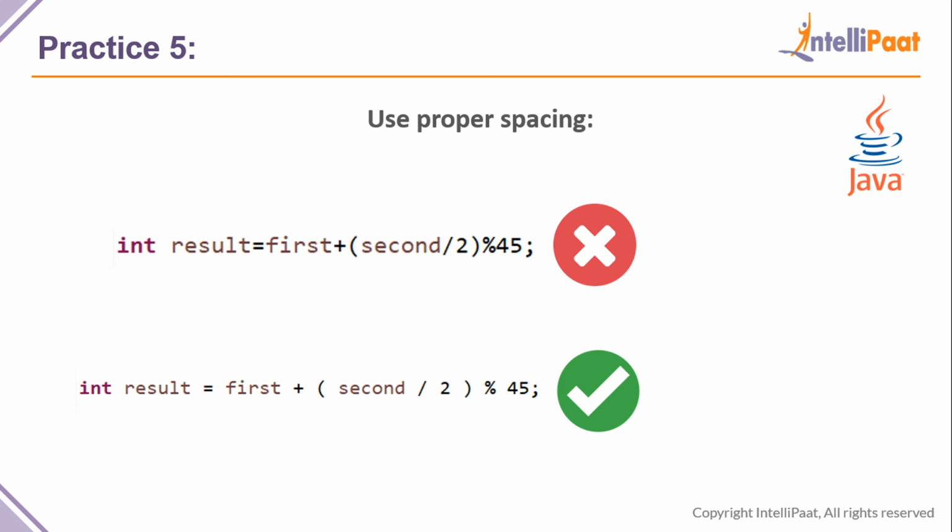Practice number 5, use proper spacing. As you can see in the first example that we have, that is the wrong example. We have int result equals first plus second divided by 2 mod 45. It looks workable, you can understand it now, but when you're trying to debug a 1,000-line program in Java, it's kind of hard to understand. You might make a calculation error or a syntax error if you are not proper with your spacing, and you might not understand what you've written. So it's always a good practice to use proper spacing between variables whenever you're writing expressions.